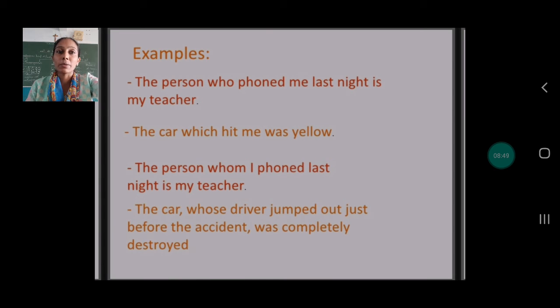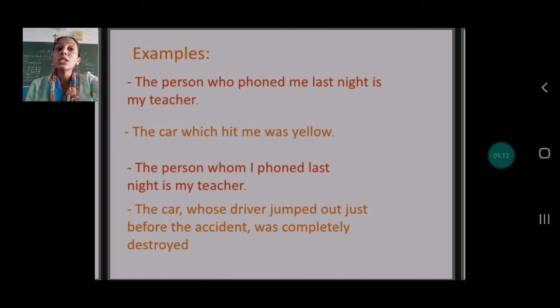Now see the examples. The person who phoned me. See here. The person is the people, no? Who is used for subject. The person who phoned me last night is my teacher. The car which hit me was yellow. Which is used for thing. Which hit me was yellow.